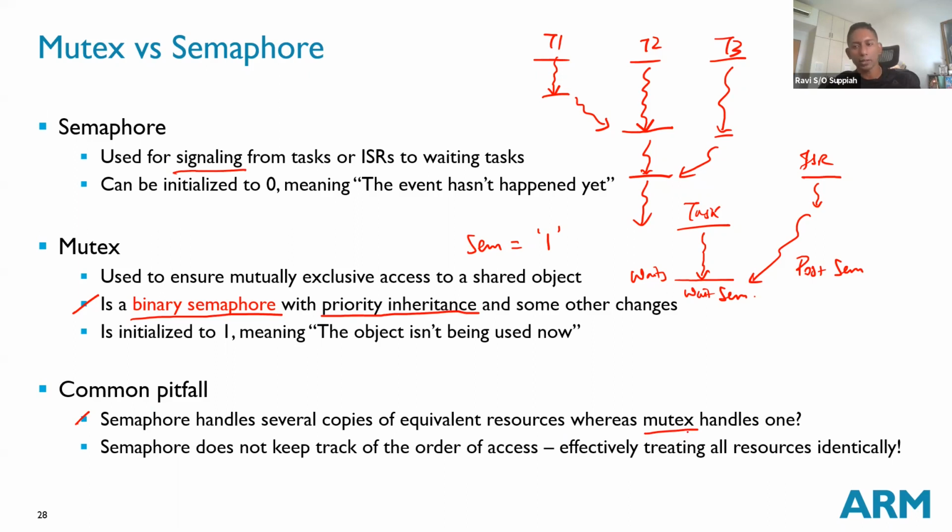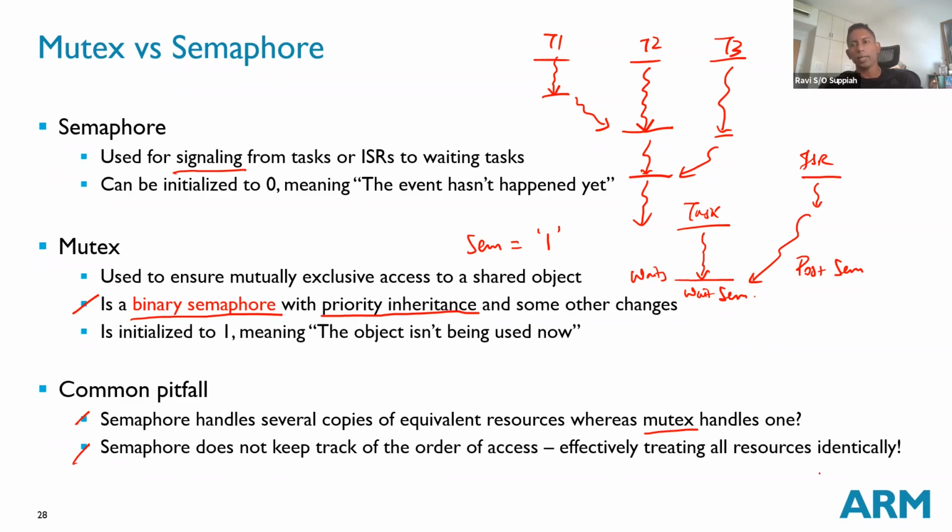So when I have a shared resource and I want to make sure that when this task is using this shared resource, nobody else should use it, then I use Mutex. But when I have multiple resources, you want to use semaphore as a way to manage that. And another thing is semaphore does not keep track of the order of access. So it treats all resources identically.